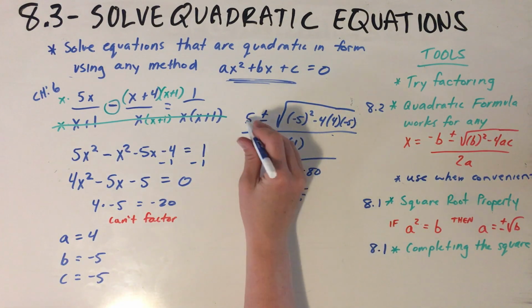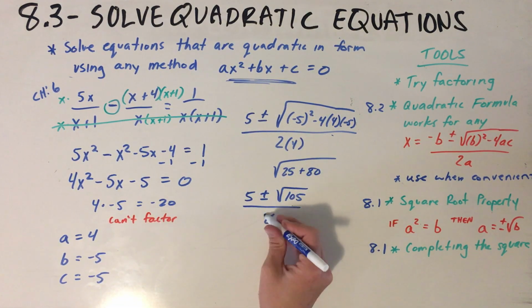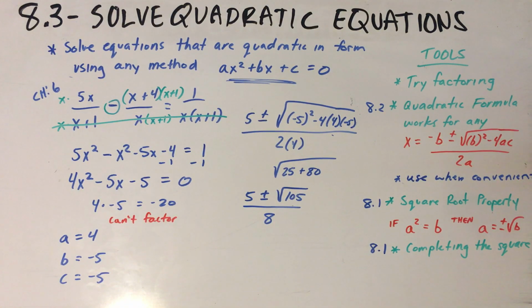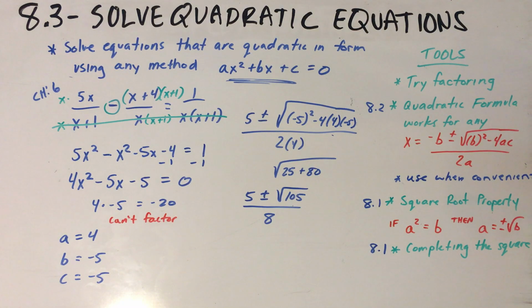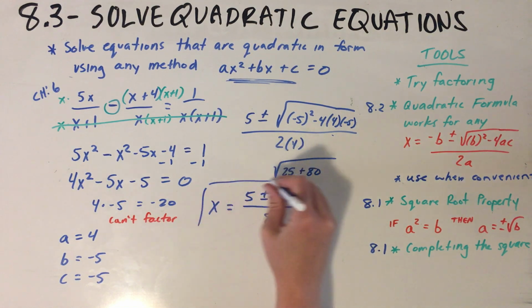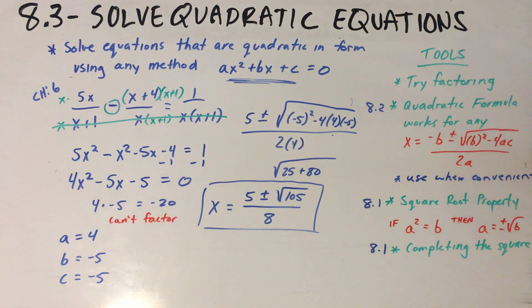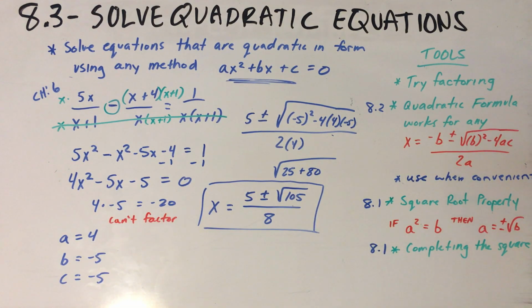And we're going to bring down the 5 here, 5 plus or minus the square root of 105 all over 8. Again, I want to check the coefficient here, here, and here to see if they have something in common, and in this case, they don't. So this is, again, my 2 answers for x. One is 5 plus the square root of 105 over 8, and the other is 5 minus the square root of 105 over 8.